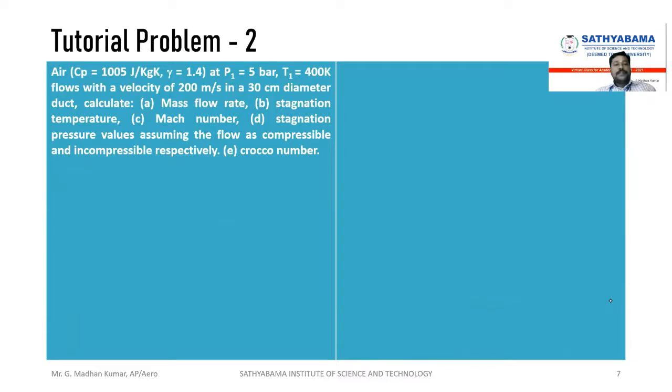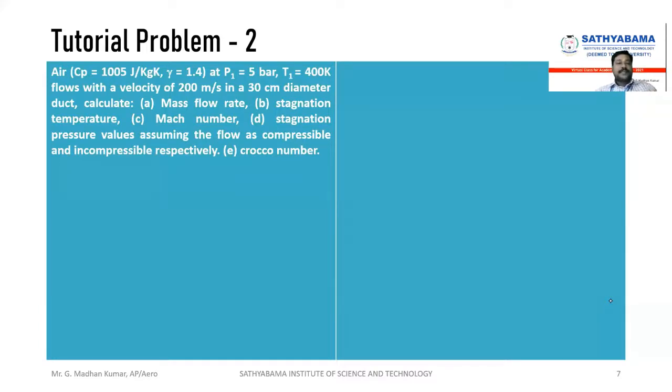We have to find what? Mass flow rate, that is, the stagnation temperature. Stagnation temperature means T0, and then Mach number, which is the Mach number of the flow, and then stagnation pressure. That is also for stagnation pressure. They are asking for two different regions.